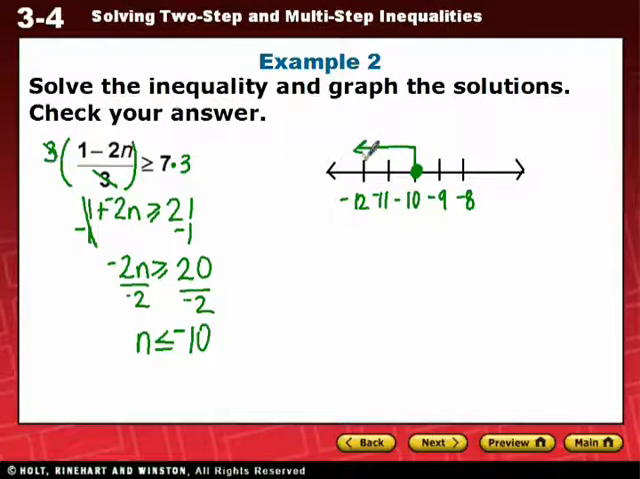Make sure you don't lose that negative sign. That's the real key here. And if we plug in our negative 10, we can make sure it works. 1 plus negative 2 times negative 10 would be 20. So 1 plus 20 is 21. Divided by 3 is 7. And we could plug in another number like negative 11 to make sure it actually works. I'm not going to do that right now because I don't want to take the time.